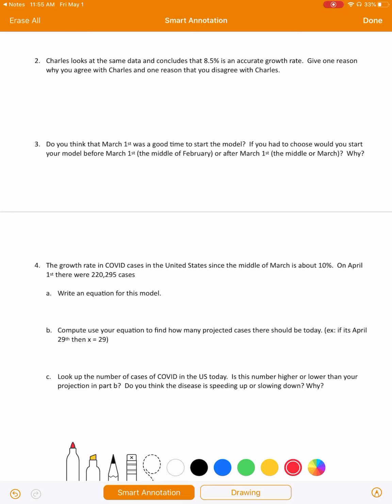The last thing is looking at your model. Is the current number of cases in the US higher or lower than what your model says? And what does that indicate to you? Does it seem like the pandemic is speeding up? Is it slowing down? There's almost 8 billion people in the world. Is it going to hit all of us? Is it going to continue to ramp up until we all have it? Or does it look like it's slowing down? Does it look like these quarantining measures have had some sort of positive effect? And so I would like for you guys to look at that.